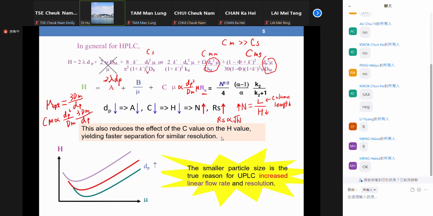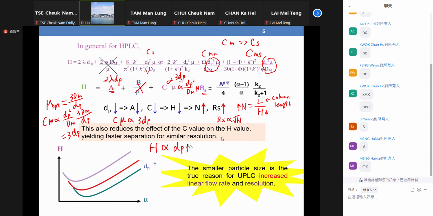If we do the cancel, that equals 3dp. So that means c mu is proportional to 3dp. Now because a is proportional to 2 lambda dp, and c mu is proportional to 3dp, and this one crosses out, dp here, dp here, that means h is proportional to dp. So when dp increases, h increases.